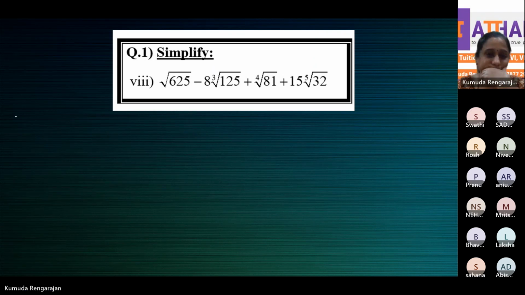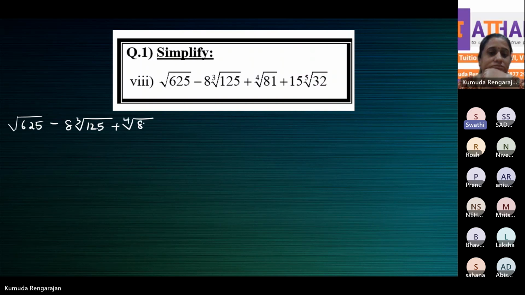Swati? Yes, ma'am. Tell me, the first or the second method? First method. Ma'am, 625 can be expressed in its prime factorization. It can be expressed as 5 to the power 4.